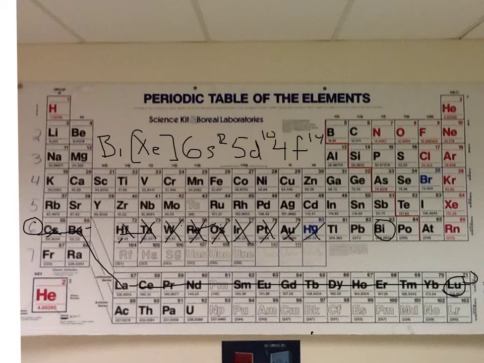All right, so we've got 6s2, 5d10, 4f14. Bismuth is filling 6p. So since I'm kind of running out of room over here, I'm going to write it over here. 6p over there, and we're going to go 1, 2, 3. 6p3. And that's how you go with doing the lanthanum series, or the lanthanide series.